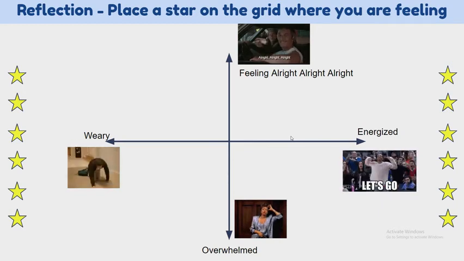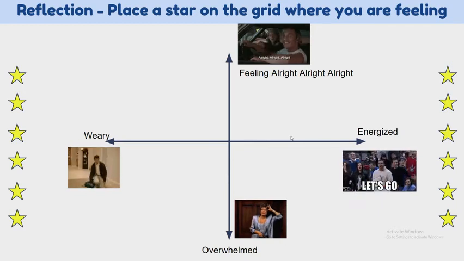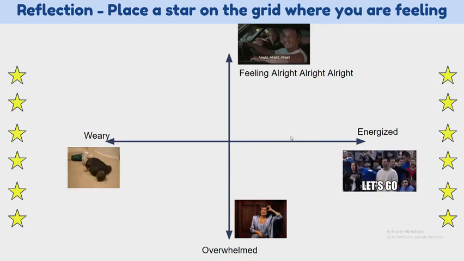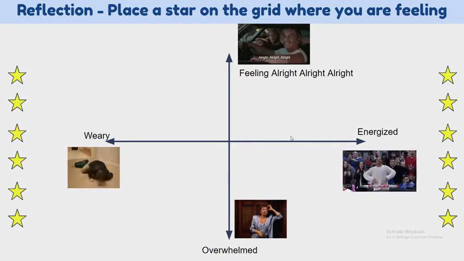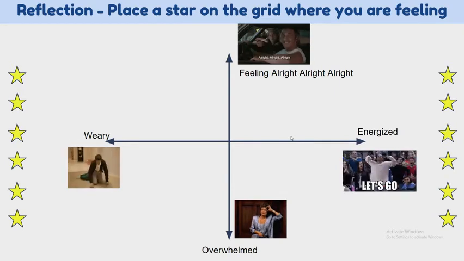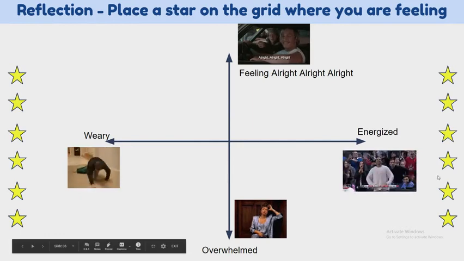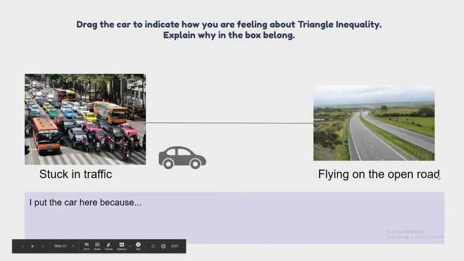Similar reflection with another dragging of the star, but this time showing on a grid. This is helpful if you have students that are in middle school who are maybe learning about the coordinate grid, and this is a nice connection you can use to that. So how are we feeling today? And they can click and drag the star and place it on the coordinate grid so you can sort of see how they're feeling.